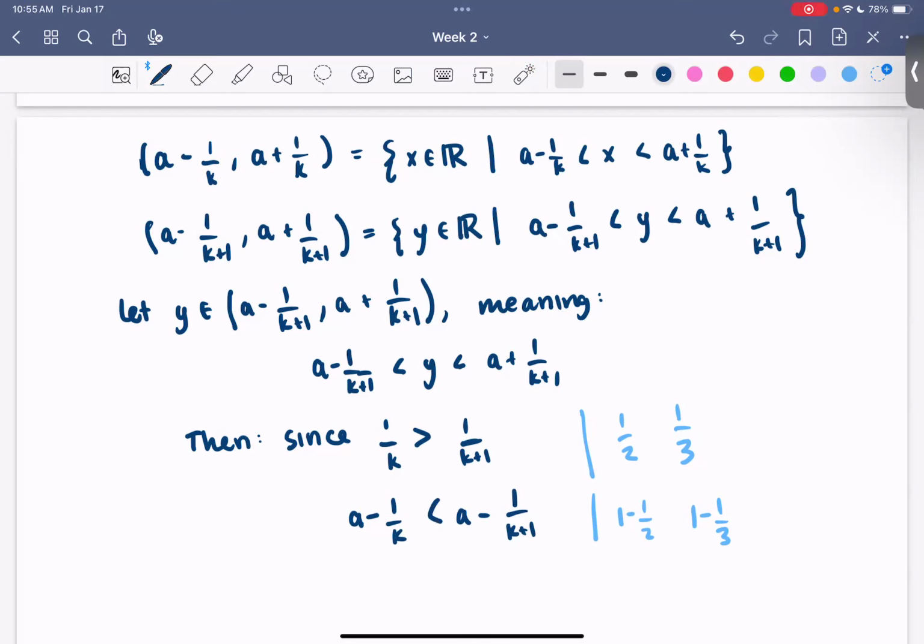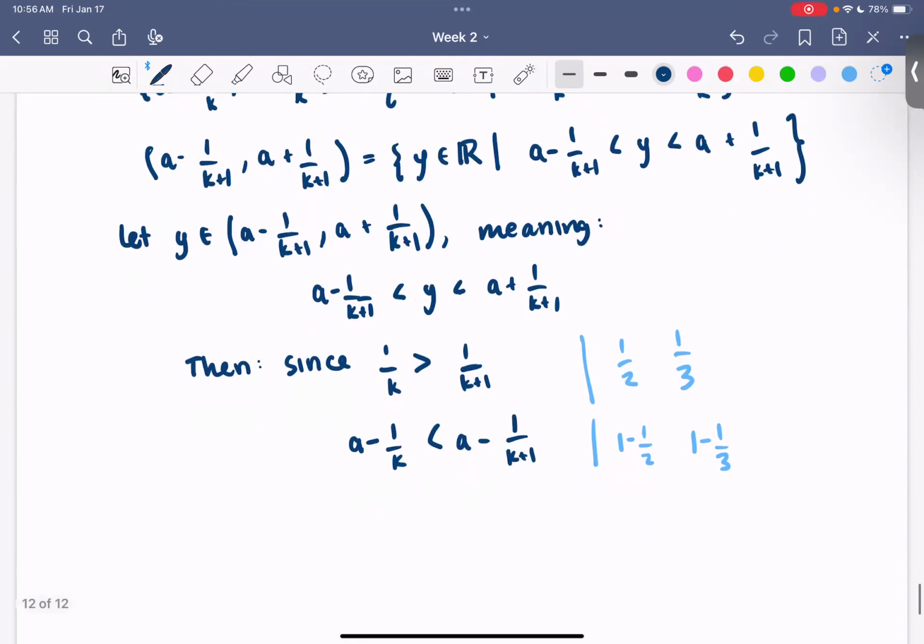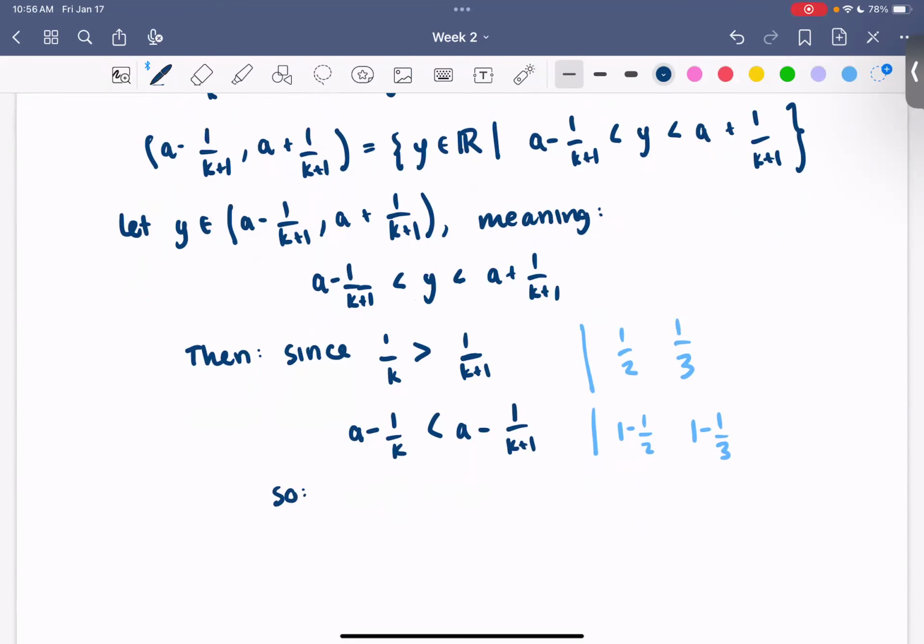Okay, and now we're happy because we know that y is bigger than this thing. So that tells me, I have this inequality that we just argued for. And we already know, because y came from that interval, that y is bigger than that. So that means that y is bigger than a minus 1 over k.